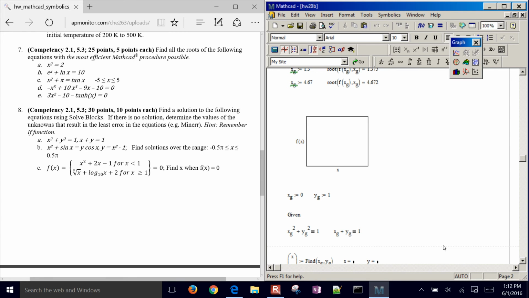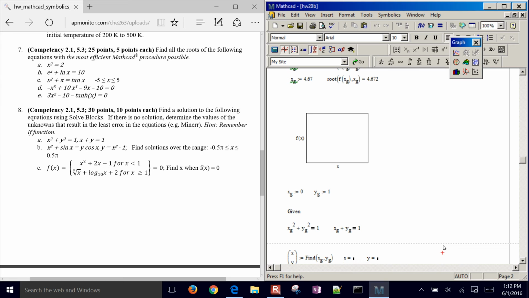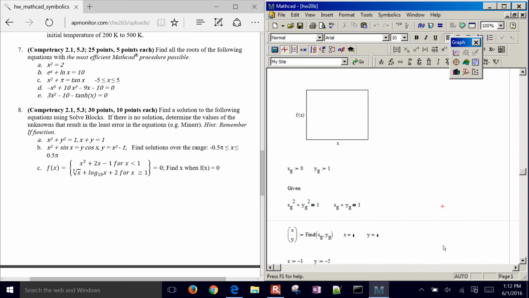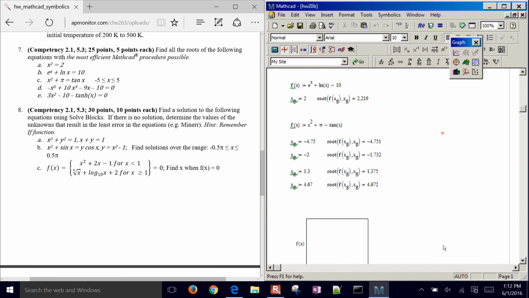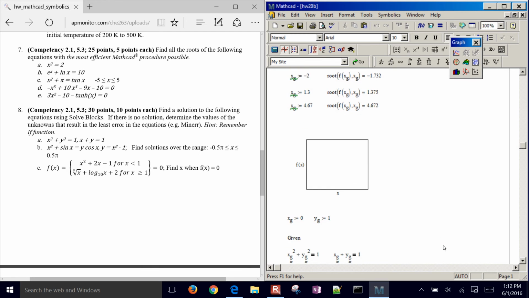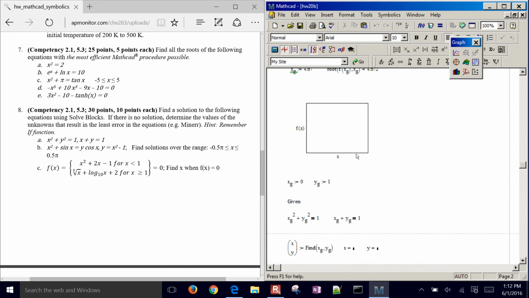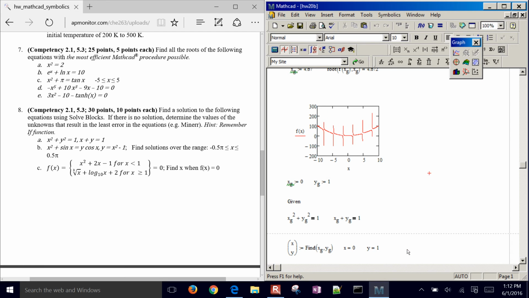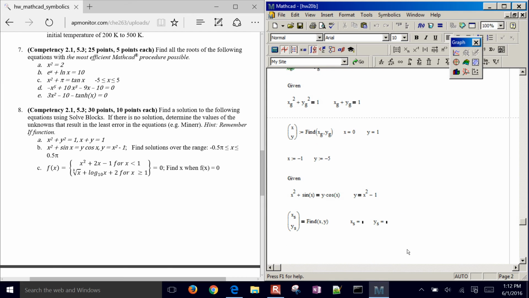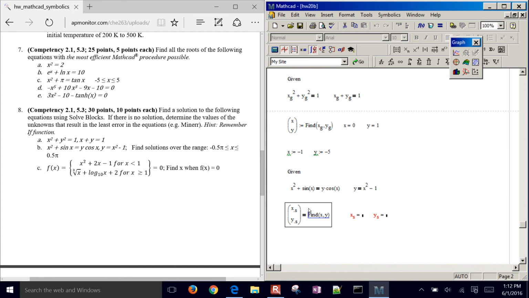So let me see if this is going to work. It's trying to update this graph. Let's see, it did find the roots of those. Okay. Let's see if I can delete this. Oh, no, there it goes. Okay, so it came up with, okay, so let me come down here and see what's happening.